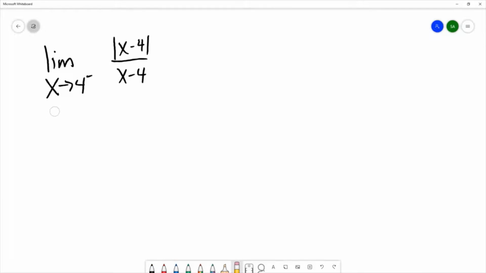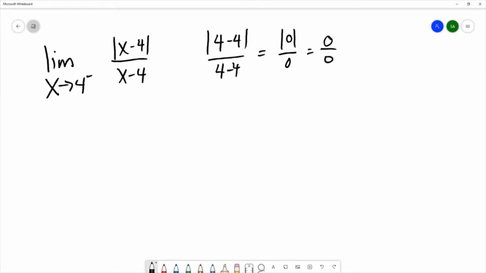So this example says, limit as x approaches 4 from below of absolute value of x minus 4 over x minus 4. So if we were going to solve this with direct substitution, we would get absolute value of 4 minus 4 over 4 minus 4. We get absolute value of 0 over 0. And that is 0 over 0, an indeterminate form.